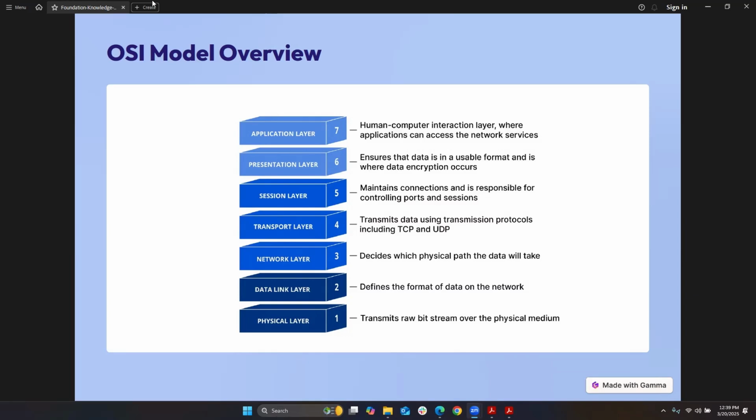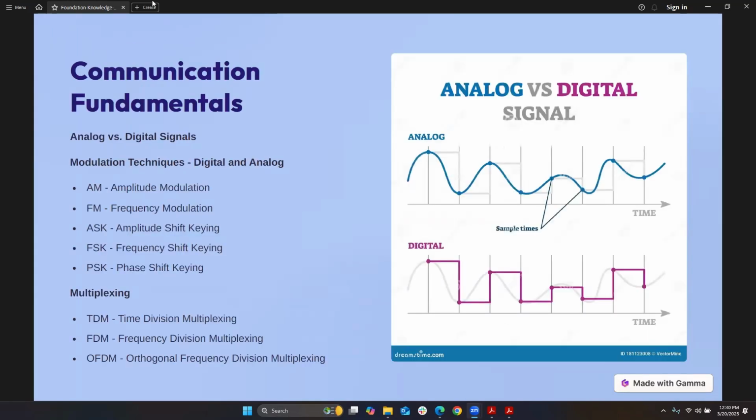Each layer plays a crucial part in making the communication reliable across networks. Understanding the OSI model helps us to troubleshoot issues and optimize network performance. So that's about the OSI model. Let's move on to the next part, which is the communication fundamentals.